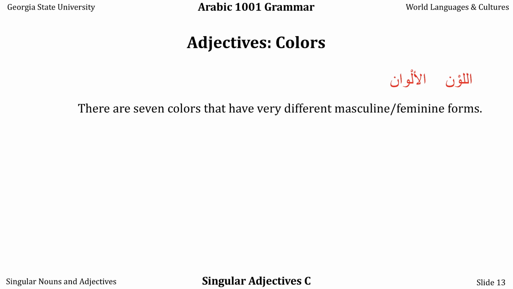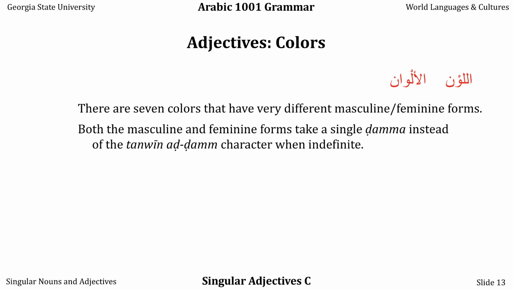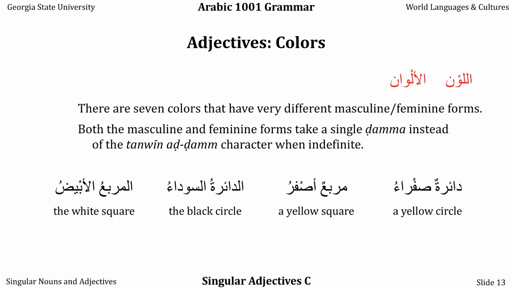So this set of colors, 7 of them, have very different masculine and feminine forms, but they all have the same forms for masculine and all have the same forms for feminine, so that makes it a little bit easier for you. Both the masculine and feminine forms take a single dhamma instead of the tanween ad-damm character when indefinite. Again, this is fancy formal Arabic. So here are 3 more colors that behave in the same way.